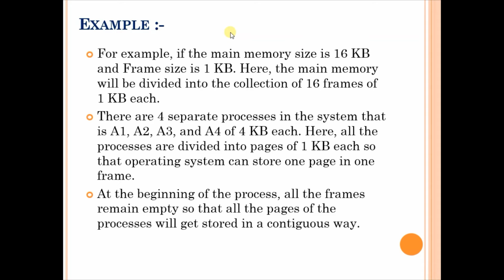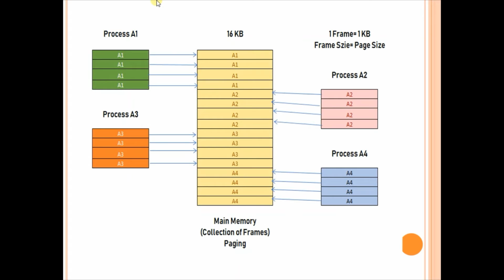At the beginning, all the frames remain empty, so all the pages of the processes get stored in a contiguous way. So here you can see at first all the memory is empty. First process comes and is stored. Then the second process comes and is stored. The third process comes and is stored, and the fourth process comes and is stored.